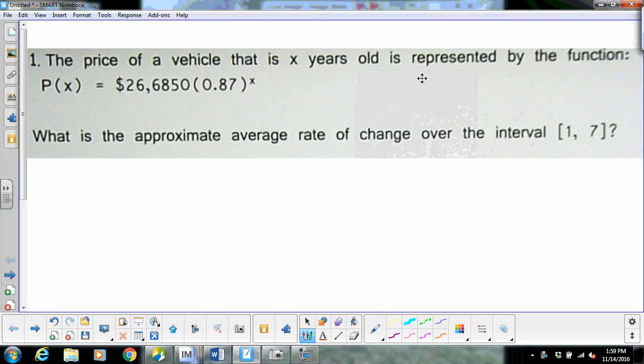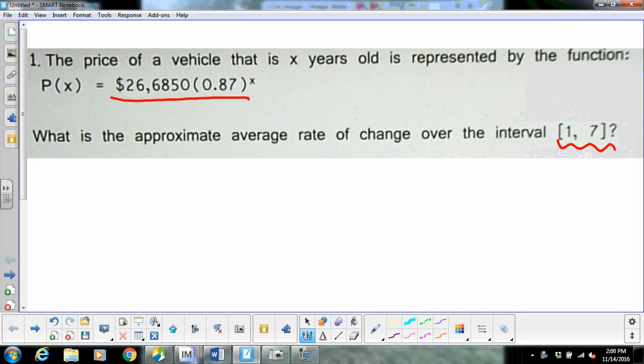All right, so let's start looking at some of your homework problems tonight. We're talking about rate of change, which basically, remember, is just your slope formula. Okay, so I'm going to start when it says the price of a vehicle that is X years old, represented by the function, and they give you this equation. And then down here, they gave you the interval 1 and 7.